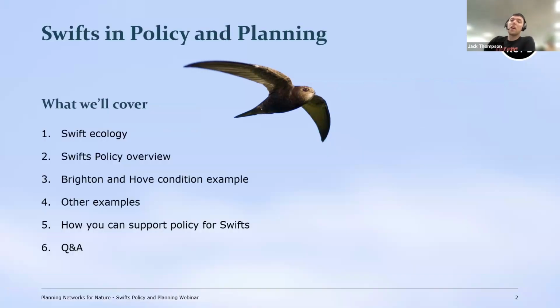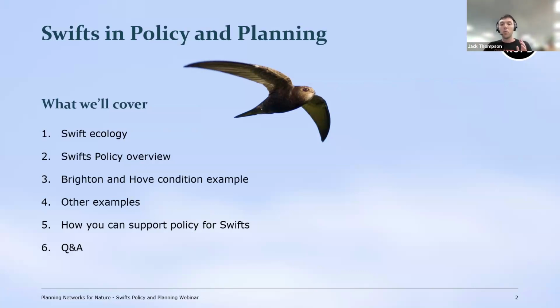So what will I be covering in this whistle-stop tour of Swifts in policy and planning? And it is very much a whistle-stop tour. I just want to cover the basic ground for policy and planning for swifts. But firstly, we'll give a quick overview of swift ecology. It's always useful to start from here so we can all have a good understanding of what the issues facing swifts are and how policy can be applied to address this.